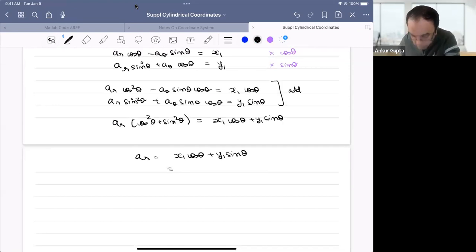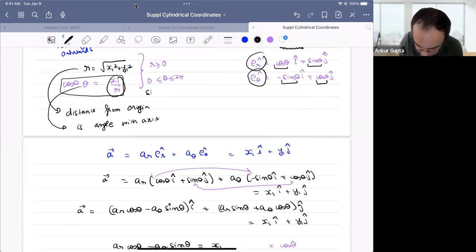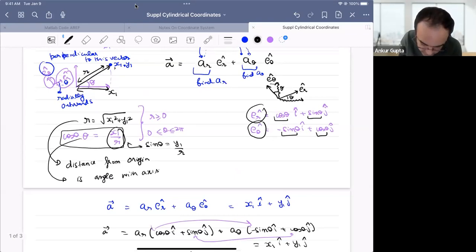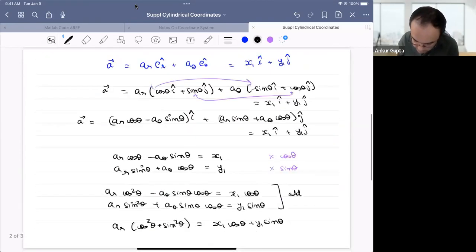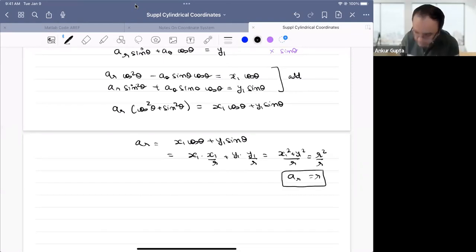But we are not done. We do know the value of cos theta and sine theta. So remember that cos theta was x1 by r, and then you can confirm very easily that sine theta means y1 by r. Okay, because that is the opposite side on this triangle, and this is y1. So we can say this is x1 into x1 by r plus y1 into y1 by r, and this becomes x1 square plus y1 square by r, or r square by r, or this is r. So my A_r is equal to capital R.